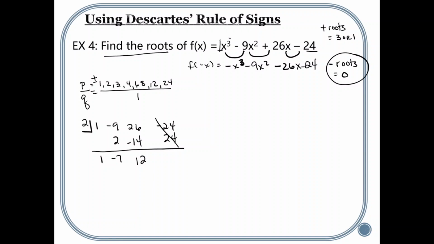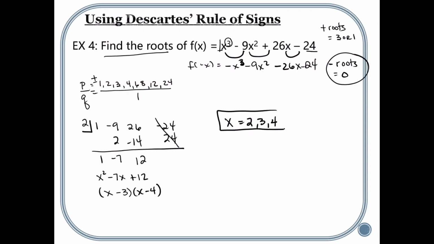Okay, now I started out with an x cubed, so as soon as I found one root, I now have x squared minus 7x plus 12. This actually factors to x minus 3 and x minus 4. So my answers are 2, 3, and 4. So it was a 3rd degree, so it had 3 roots, and they were all positive, 2, 3, and 4.